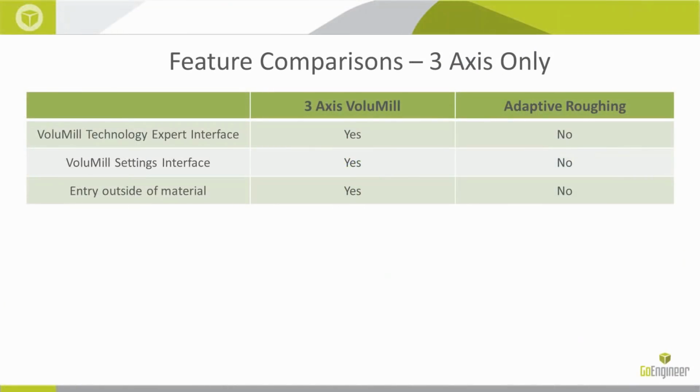So feature comparisons. Between 3-axis VoluMill and adaptive roughing, the major ones, and I could go very granular as far as the nuances between both, but as a general overview, more control. So with 3-axis VoluMill, you have access to the technology expert interface, the VoluMill settings, and of course entry outside of the material. With adaptive, and again, it's a great roughing strategy, you just have less control that you can utilize.